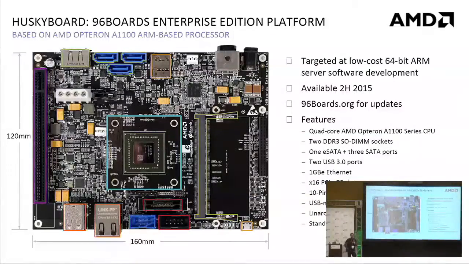So it's a quad-core A57 based on the AMD design. It has 2 SODIMM sockets. So it comes with pre-installed memory, but you can upgrade it. 1 eSATA and 3 SATA ports that you see, the blue ones at the top. 1 gigabit Ethernet, the PCIe Gen 3 interface, JTAG, 10-pin and 38-pin, and you see the USB micro port for console. So it's fully in line with the standard version of the specification.